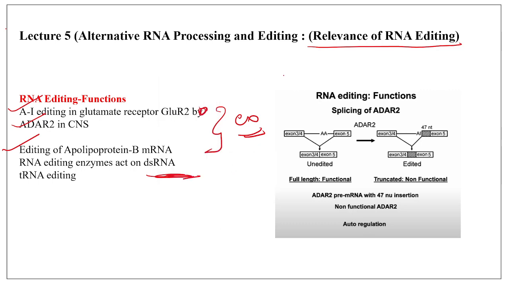See, this is exon number 3 and 4, and this is exon number 5. In between you have A and A. Both A's are there. So this is your unedited, full length, functional Adar.